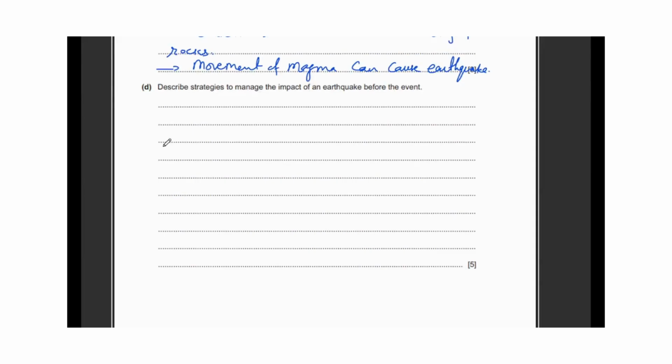Describe strategies to manage the impact of an earthquake before the event. So how do we manage before the event? Sometimes they ask you the strategies after the event, that is after the earthquake or natural disaster. This is before the natural disaster. So what are the things that we can do, or describe the strategies that we can do?